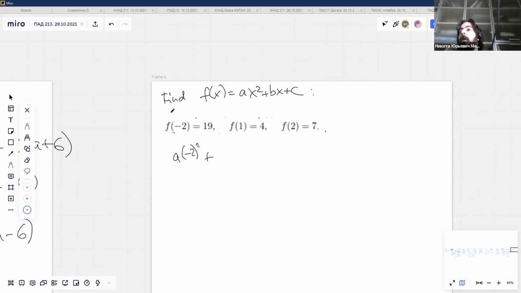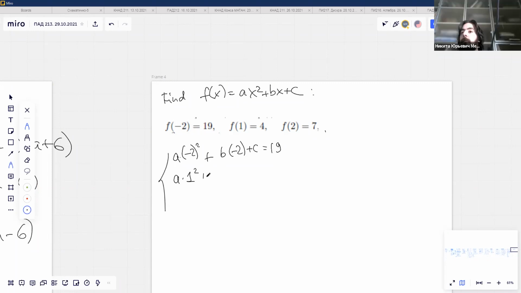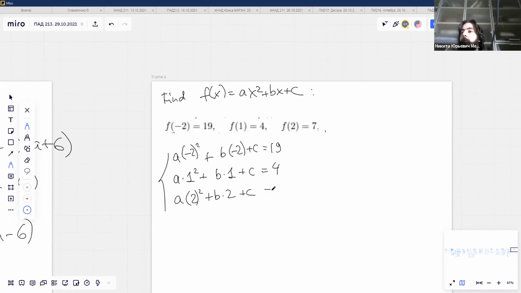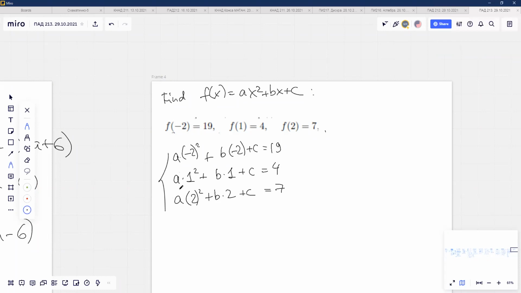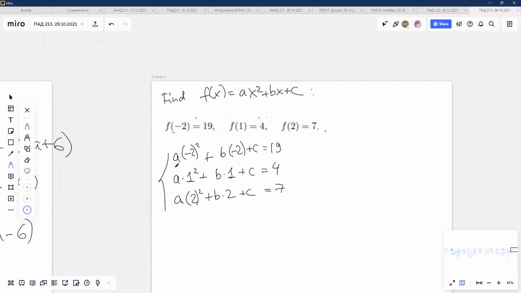We're not going to solve it right now, but let's remember how it was solved. We said that if we put minus 2 into this formula, we get that a times minus 2 squared plus b times minus 2 plus c equals 19. Then we said that if we put 1 in the formula, we will get the result 4. And then the same thing for the third x, and in that way we get a system of linear equations. Yes, we can solve this system, but we won't.